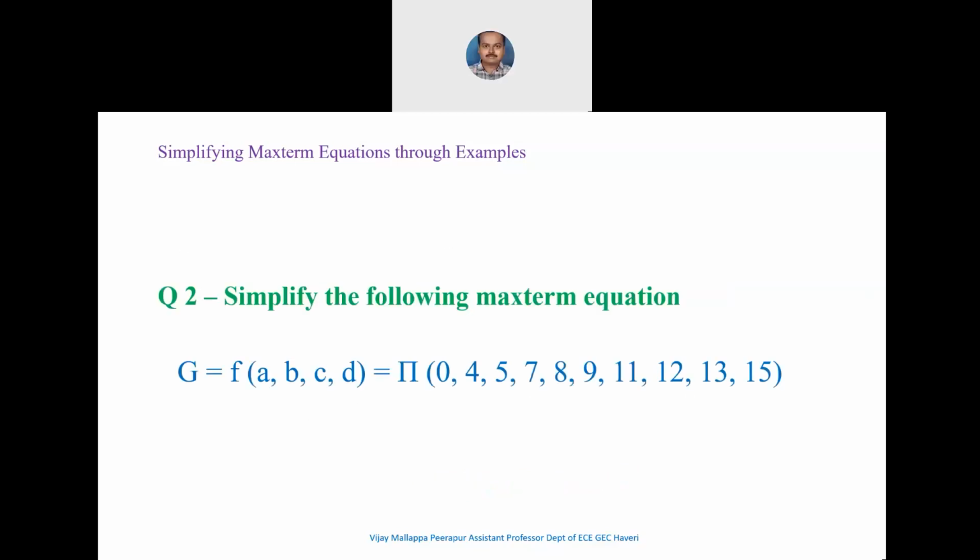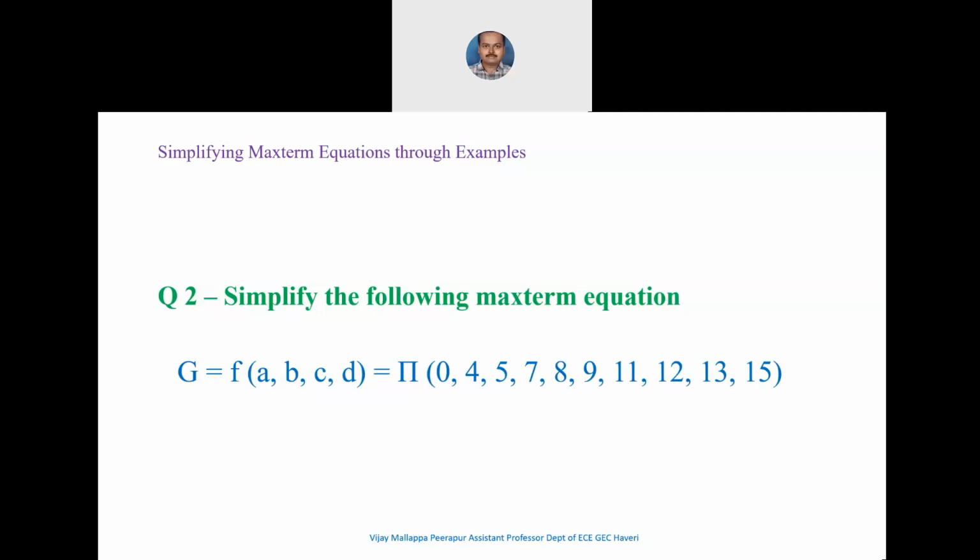Simplify the following max term equation. Even if it doesn't say max term, if they say simplify the equation or minimize the equation, just by looking at the equation you know whether max terms or min terms are given. How do you identify? If the summation symbol is there, you know that it is a min term. If the pi symbol is given in the equation, you know that these are max terms.